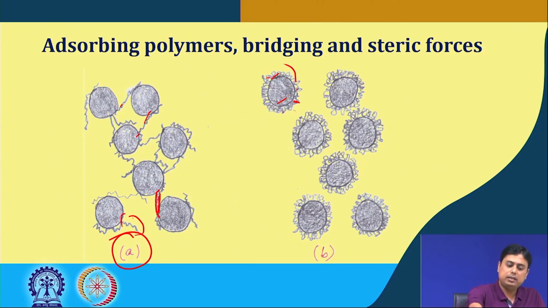And when this interparticle distance is lower, this cloud actually overlaps, or this layer actually overlaps, and then there is a strong repulsion due to this steric hindrance.